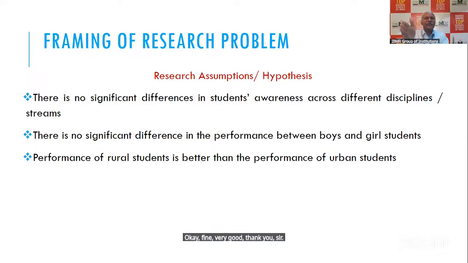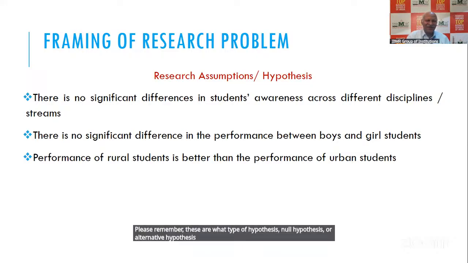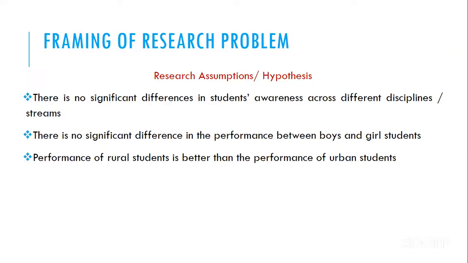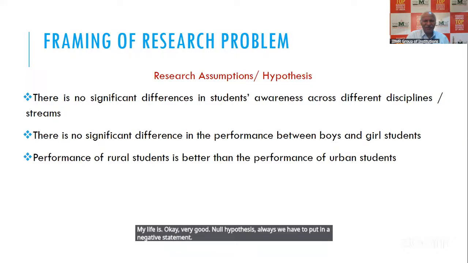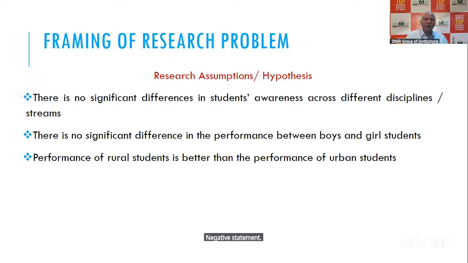Okay, fine. Very good. Now, these statements we have prepared. Please remember, these are what type of hypothesis? Null hypothesis or alternative hypothesis? Null hypothesis. Okay, very good. Null hypothesis, always we have to put in a negative statement. One more thing you remember, hypothesis should explain the relationship between two variables.